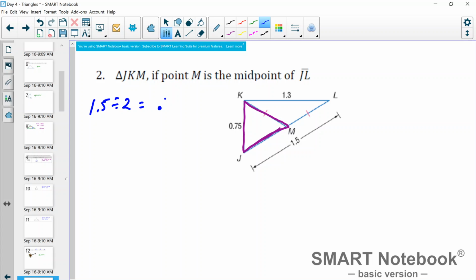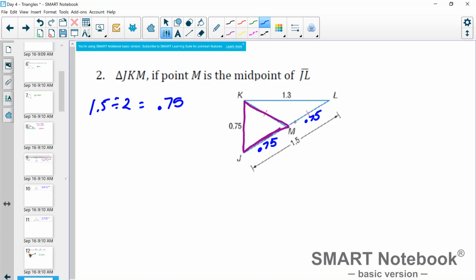And I'm going to get 0.75. So I know J to M is going to be 0.75 because M is the midpoint. So all I have to do is divide the whole thing by 2. So if J to M is 0.75, that also means M to L is going to be 0.75 as well.